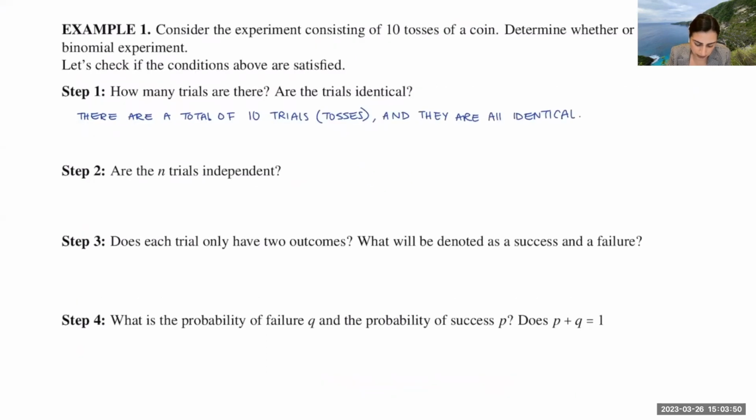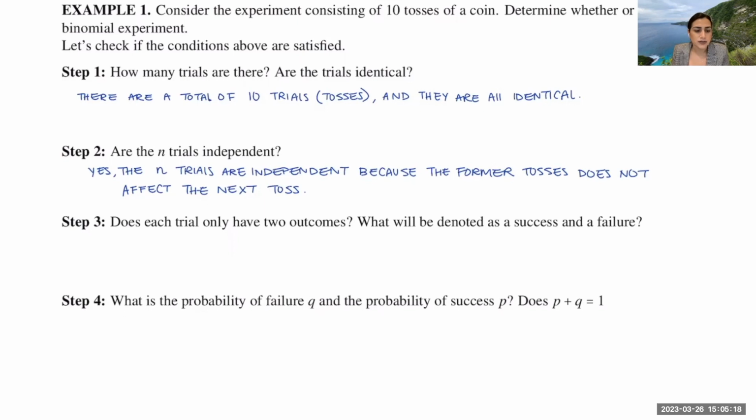Now it says, are the n trials independent? Yes, they are, right? Because again, the probability that we get heads on the first one is not going to affect the probability that we get heads on the next one. Okay, so they are independent because the former toss will not affect the next toss. And now the next question is, does each trial only have 2 outcomes? What will be denoted as a success and what will be denoted as a failure? Okay, well, let's answer the first question. Every trial, in this case, a trial is a toss. So every time I toss a coin, do I have only 2 outcomes? Yes, I do, right? Heads or tails. So yes, that answers that question.